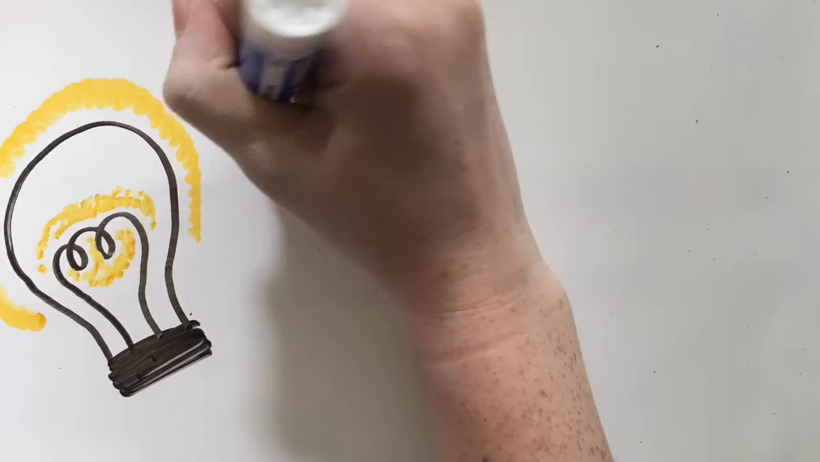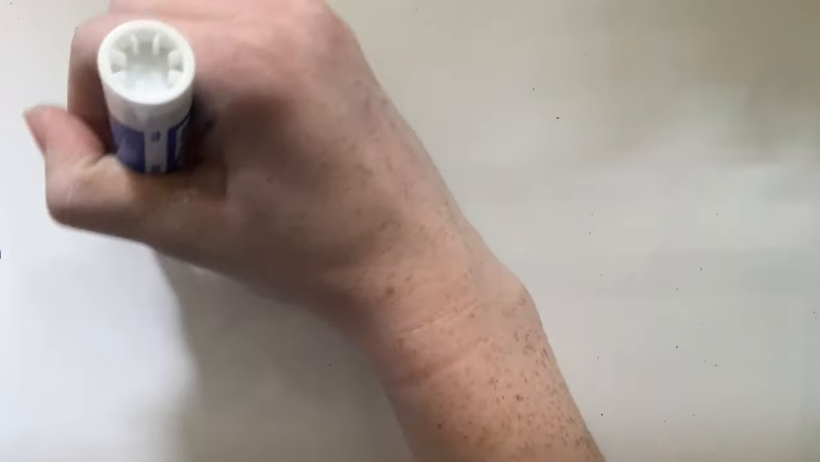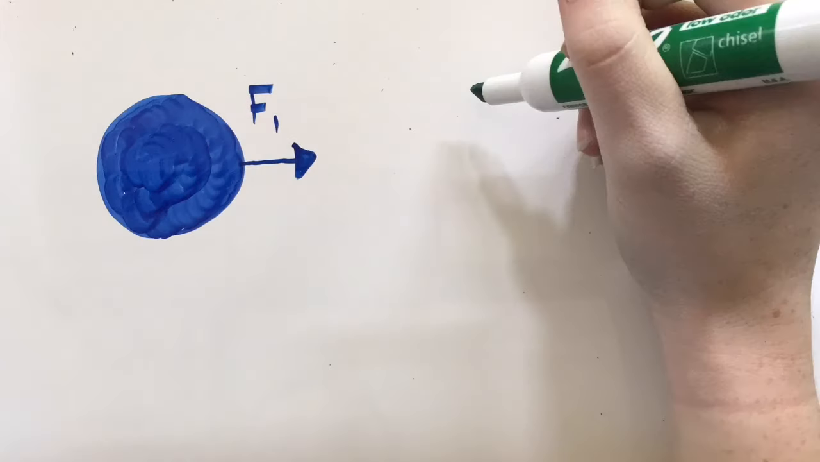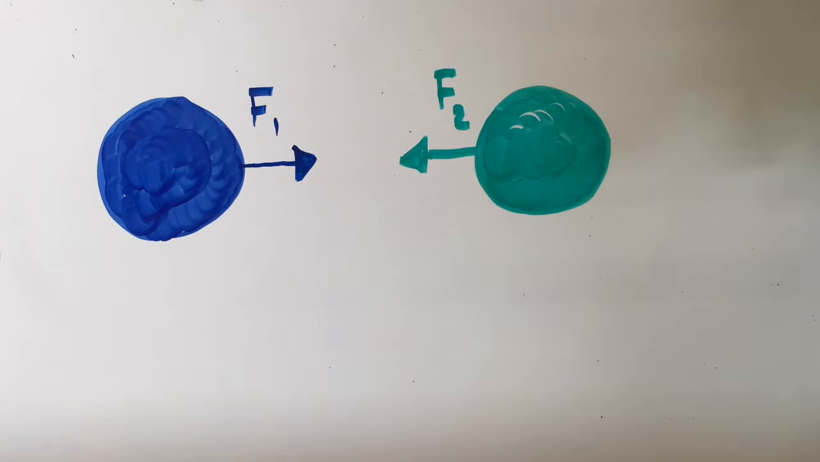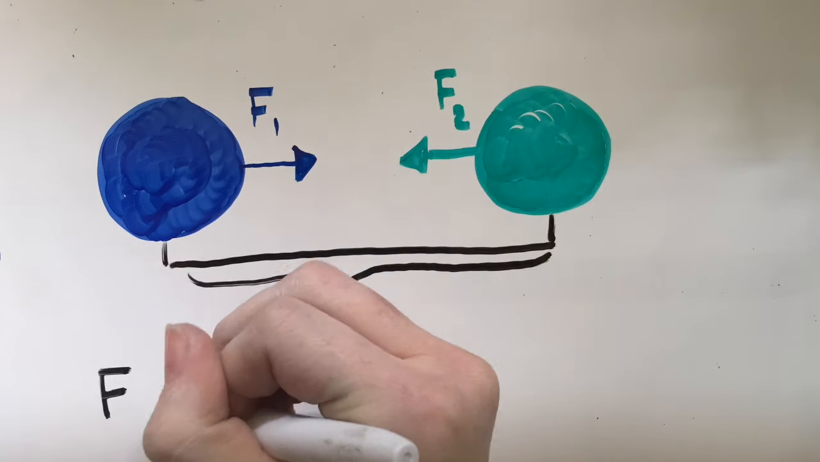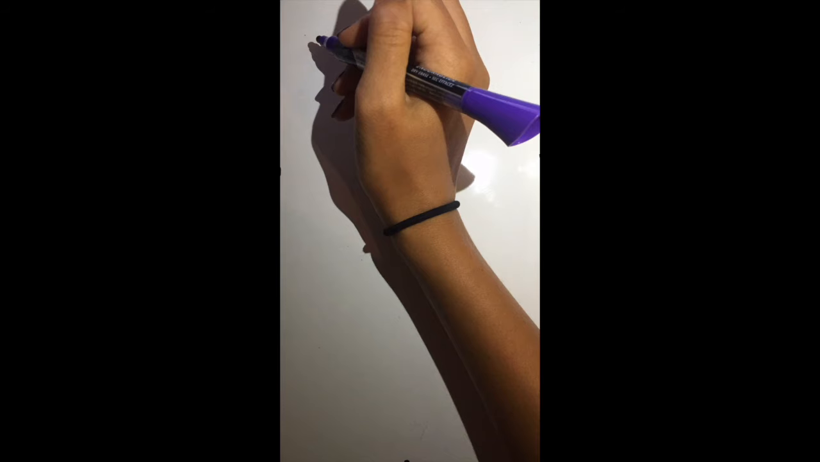What is the law of universal gravitation, you may ask? Basically, it's a law that states any two bodies in the universe attract each other with a force that's inversely proportional to the square of the distance between them and directly proportional to the product of their masses, and can be implemented with this nice equation: F equals G times m1 times m2 divided by r squared.